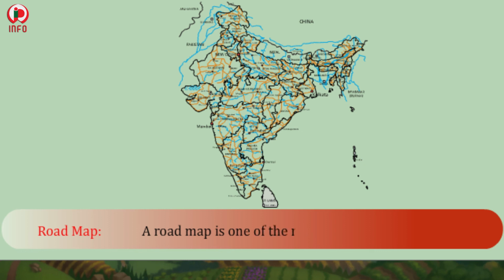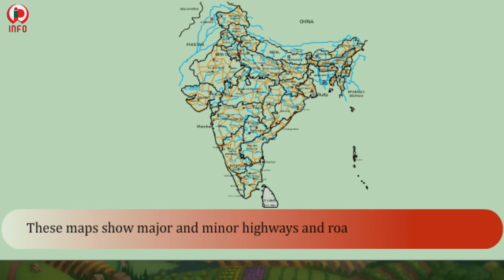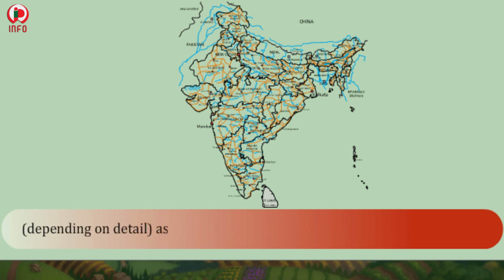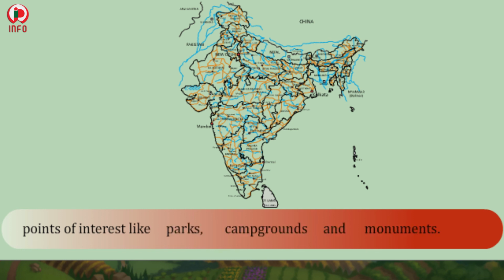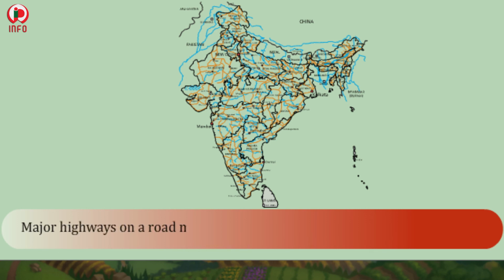Road map. A road map is one of the most widely used map types. These maps show major and minor highways and roads depending on detail, as well as things like airports, city locations, and points of interest like parks, campgrounds, and monuments. Major highways on a road map are generally red and larger than other roads, while minor roads are a lighter color and a narrower line.